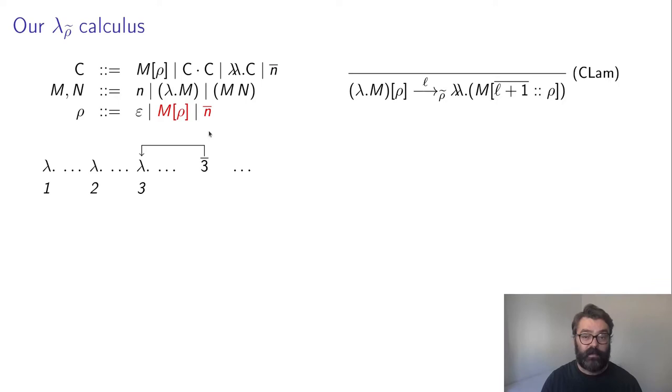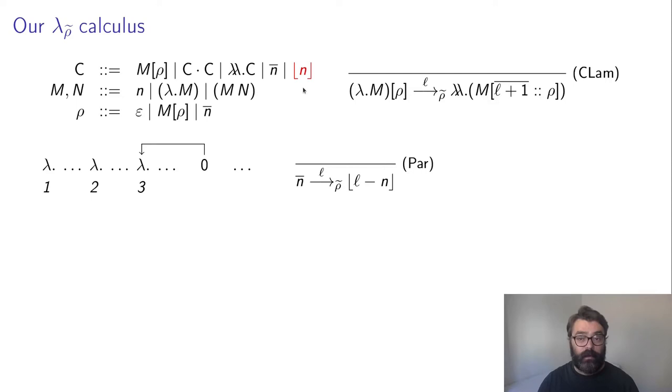When a level is retrieved from the environment, the index corresponding to it can be calculated by subtracting the level from the current lambda nesting level. A new rule takes care of this calculation and embeds the calculated index into a new constructor for absolute indices. Absolute indices are formal parameters of an applied abstraction that are not relative to any environment.